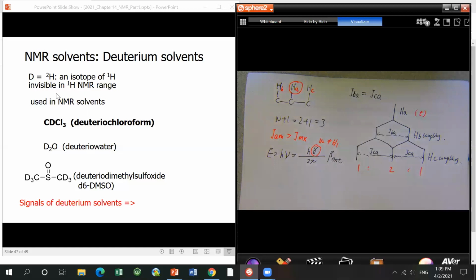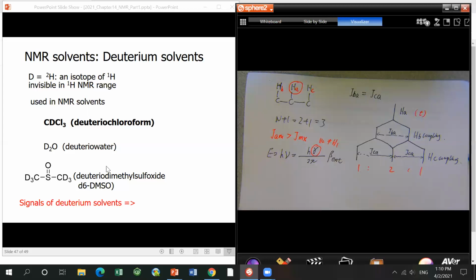The following are some common organic NMR solvents. The first one is CDCl3, deuterated chloroform, which replaces the one hydrogen in chloroform with deuterium. The second one is deuterium water, which replaces both hydrogens in the water with deuterium. The last one is deuterated DMSO. DMSO has two methyl groups, and you replace all 6 hydrogens with deuterium, so I call it D6 DMSO.